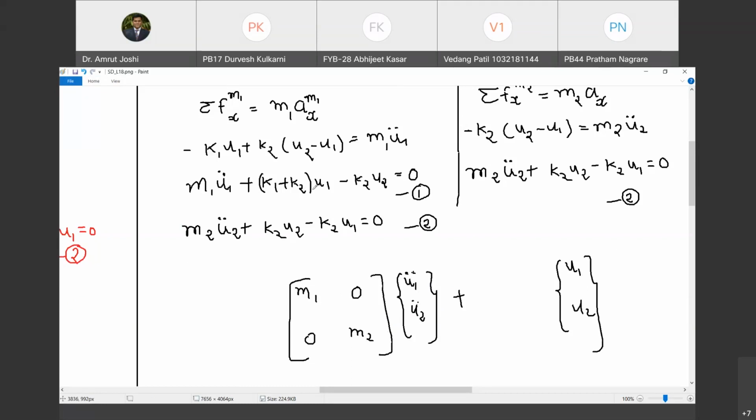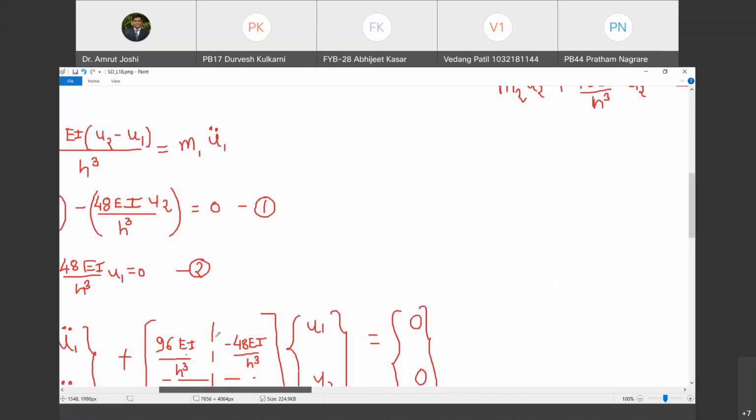In the first equation you have k1 plus k2 times u1 and minus k2 times u2. So here you are going to have k1 plus k2. Agreed? And here you are going to have minus k2. Agreed? Then the second equation, sorry, minus k2 u1. So you are going to have minus k2 here, minus k2 into u1, and k2 u2. So plus k2 here. Do you agree with me? This is equal to 0 0.